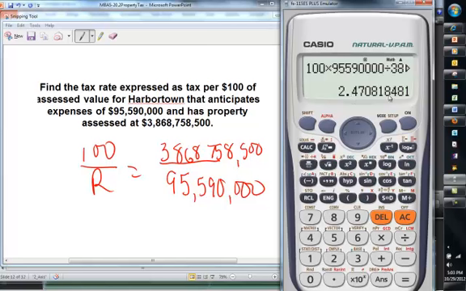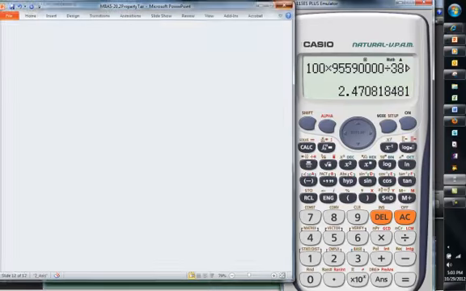$2.47. Now, I know for the CBTC tax rate, they go to the 10,000ths place or the 100,000ths place. So that's how you do this lesson. If you have any questions, give me a call.